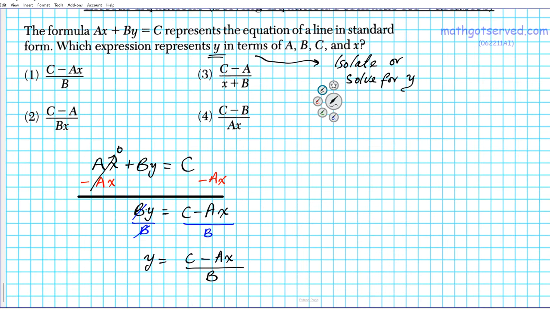This is basically rewriting the standard form of the equation of a line as y in terms of a, b, x, and c. Alright, so let's take a look at what our correct answer is. Out of the options, our answer, c minus ax over b, is option number 1.